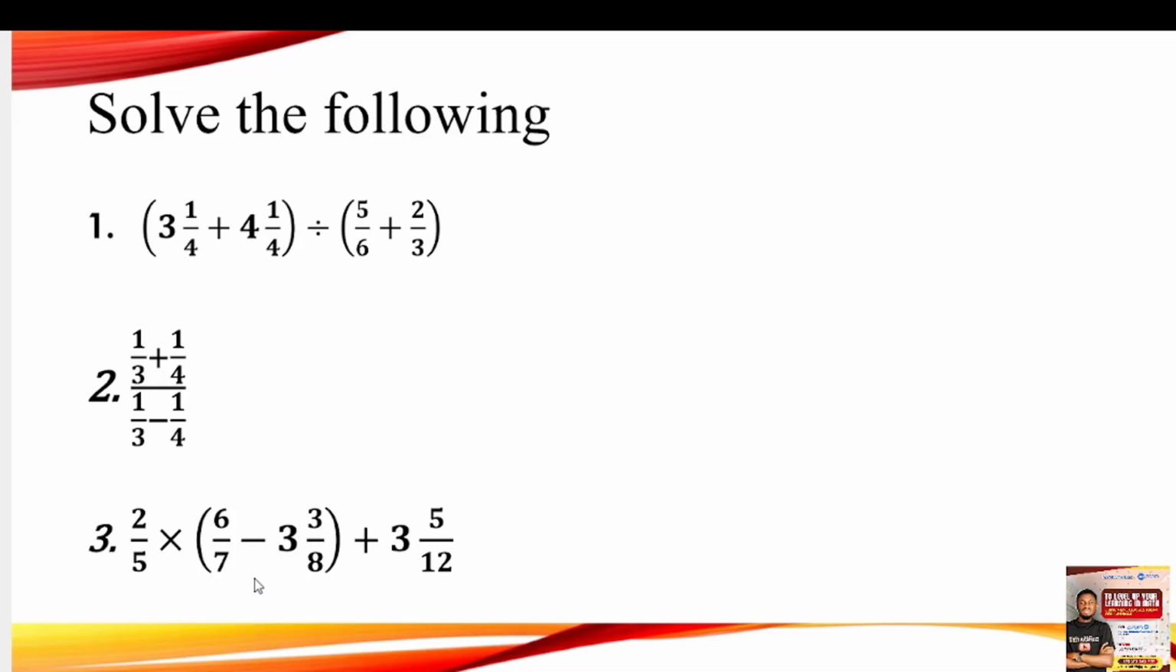Alright, so now let's tackle the first one. With the first one, we have our fraction to be 3 whole number 1 on 4 plus 4 whole number 1 on 4, brackets closed, divided by 5 on 6 plus 2 on 3. So this is our fraction. Now let's check it to confirm. Yes, that's exactly what is here.